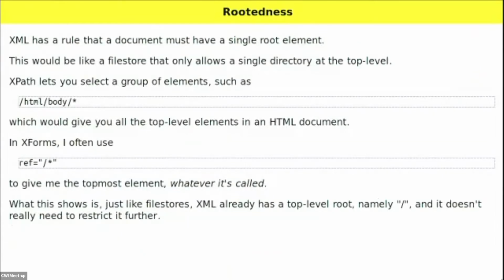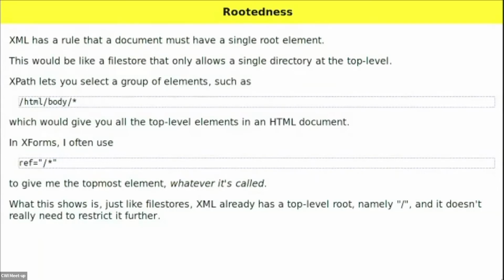My last point is rootedness. XML has this rule that a document must have a single root element. Now that, for me, is like having a file store that only allows you a single directory at the top level. For instance, XPath lets you select a group of elements. So for instance, you say /HTML/body/star, which would give you all the top elements in an HTML document. I've left namespaces out there. That's a different argument. Now, in XForms, I often have ref equals /star in order to get the root element, because I don't care what it's called, because it's only the elements underneath that I really care about.